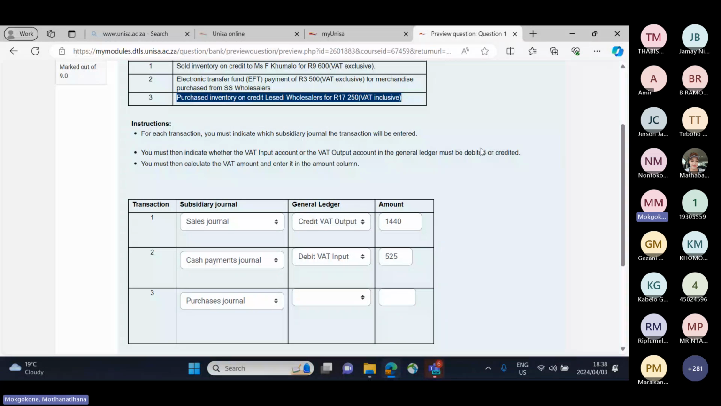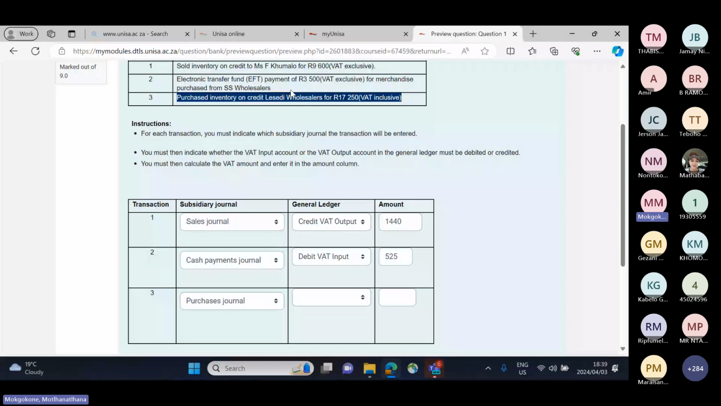Come again. Purchase inventory on credit. Sorry, here we purchased on credit. The two accounts involved, sorry, is not bank, is purchases and trade payables, because we purchased on credit. And we credited our trade payables, which is Lesedi wholesalers, with the full amount, including VAT of 17,250. And we debited our purchases with the amount excluding VAT. And we also debited our VAT input.